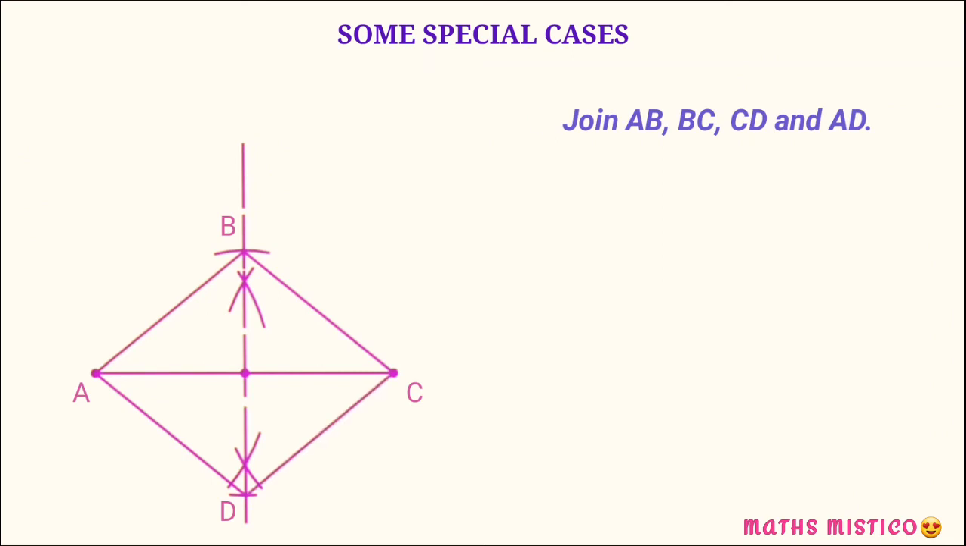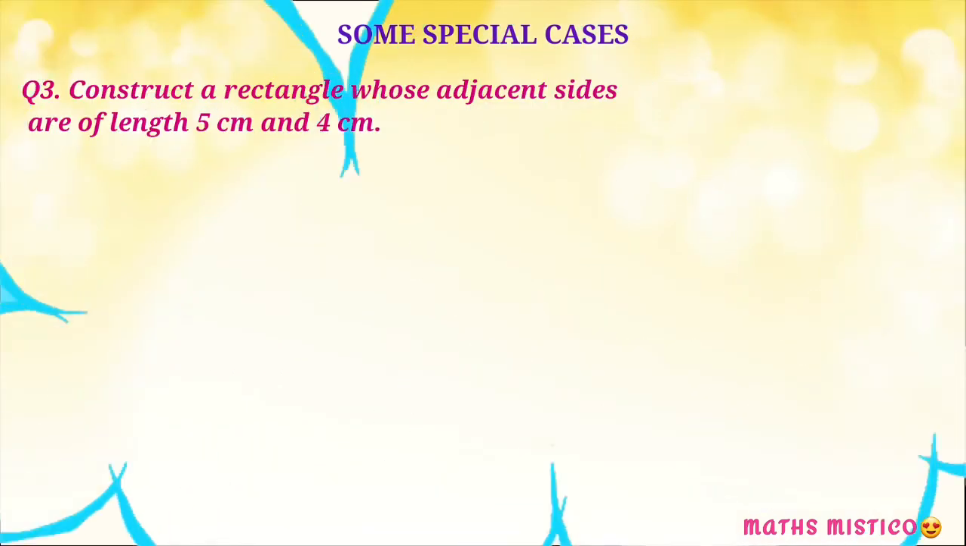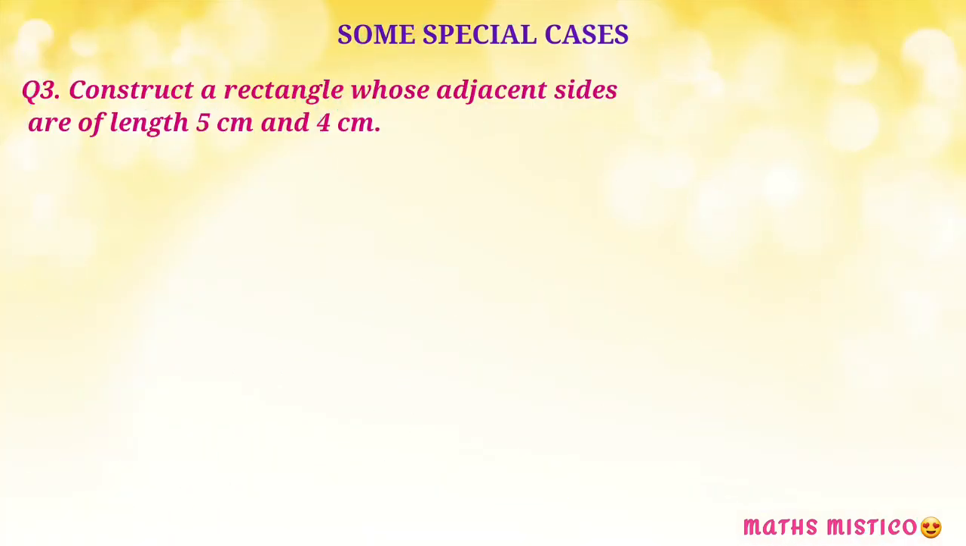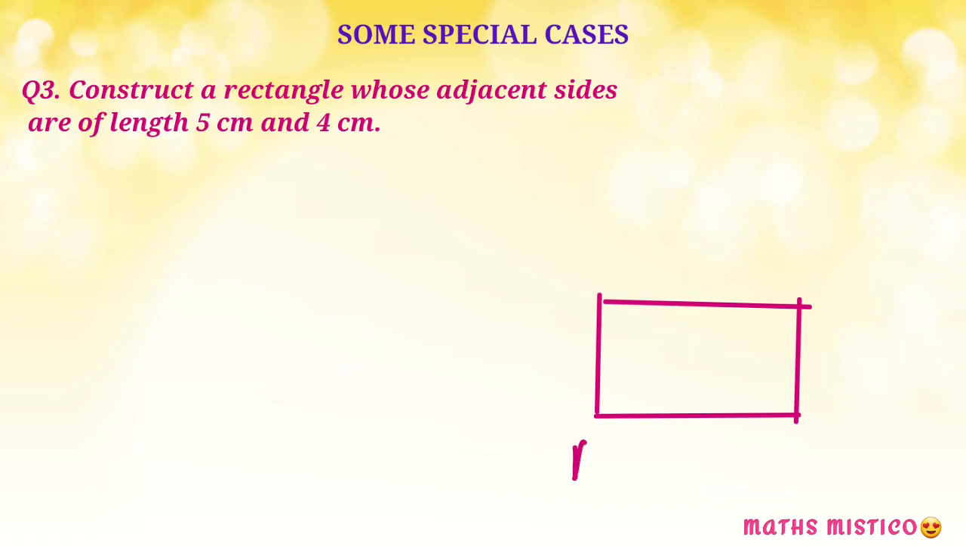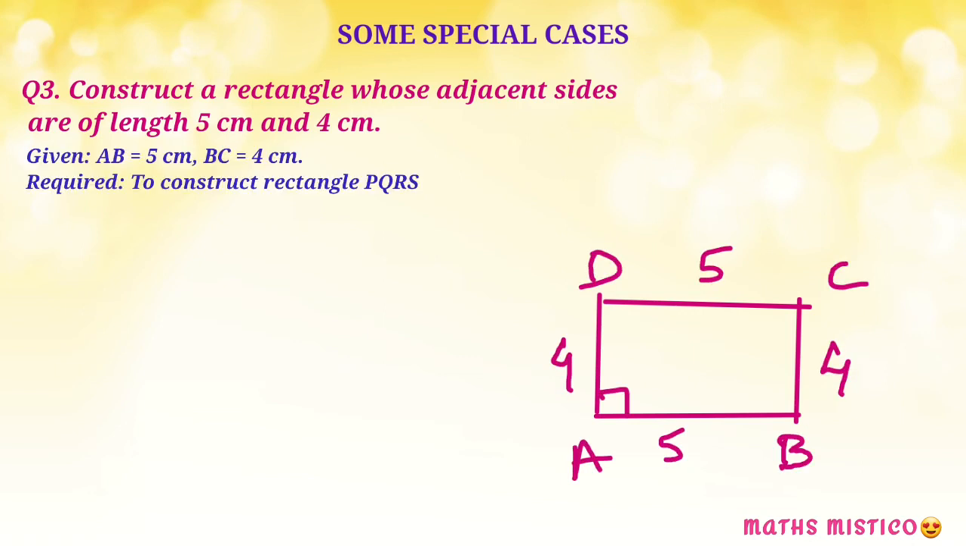If you are given the side of the rhombus and the angle between them, then you will construct it just like the square. Now can you try this figure? We have to construct a rectangle whose adjacent sides are given to us. I have again named this figure as ABCD. As per the rough figure, AD and BC are 4 cm each and AB and CD are 5 cm each because in a rectangle opposite sides are equal. Also all the angles are 90 degrees.